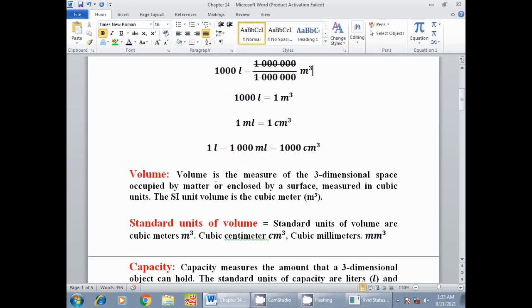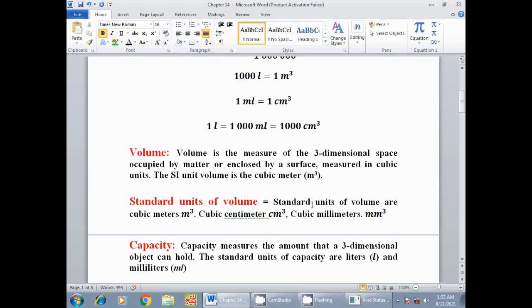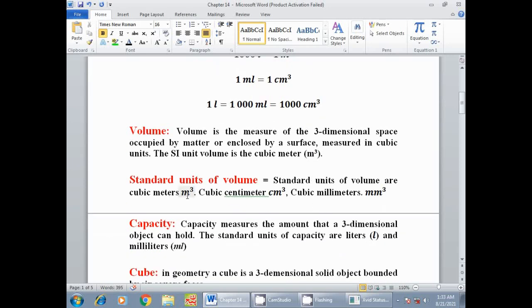Now, volume. Volume is the measure of three-dimensional space occupied by matter or enclosed by a surface. Here, 3 dimensions represent length, breadth, and height of the object. Volume can be measured in cubic units. The international system unit of volume is cubic meter. Standard units of volume are cubic meters, cubic centimeters, and cubic millimeters. These are the standard units in which volume can be measured.